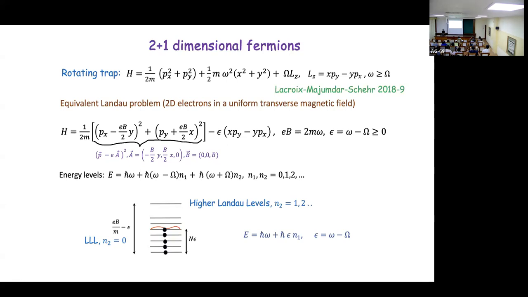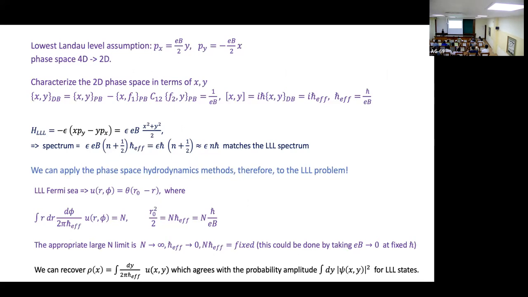As it is known to people, in the lowest Landau level problem, these terms do not contribute. So in effect, this introduces constraints in the phase space. There are two constraints in a 4-dimensional phase space, so it becomes a 2-dimensional phase space effectively. You can do a Dirac bracket analysis. The Dirac bracket of x and y is non-zero and is given by 1 upon eB. And you can reproduce the spectrum of the system, which is this one.